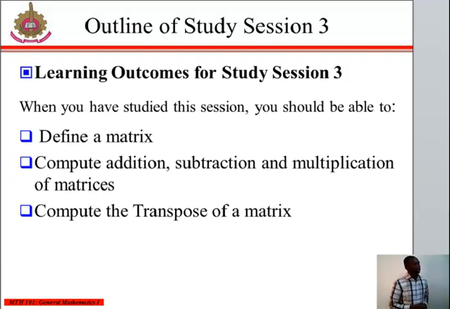Learning outcomes for study section 3. When you have studied this section, you should be able to define a matrix. You should be able to compute addition, subtraction, and multiplication of matrices. And lastly, you should be able to compute the transpose of a matrix.